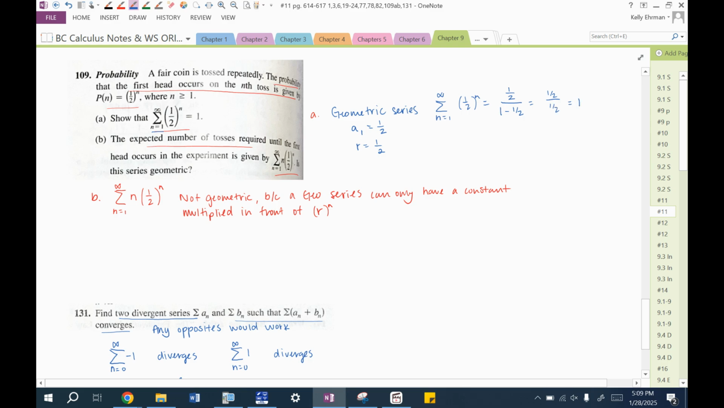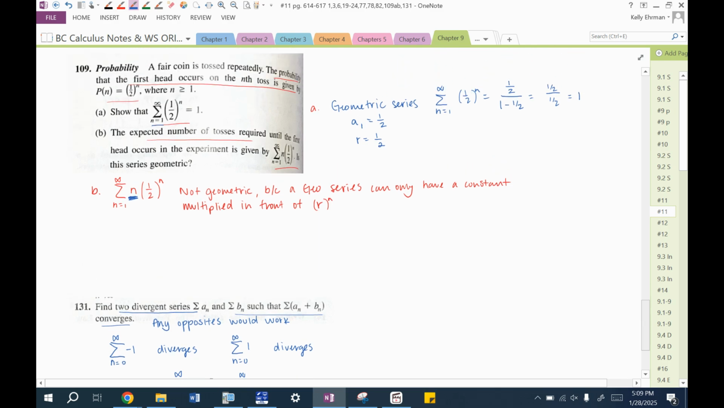The expected number of tosses required until the first head occurs in the experiment is given by the sum of n times 1/2 to the n. Is this series geometric? No, because we can't have a variable in front to have it geometric. This could be a constant. If it said 5 times 1/2 to the n, that would be geometric, but we can't have another variable in front. It's not in the correct form. Another way to verify that, if you expand out the terms, you're not going to get a common ratio amongst the terms.